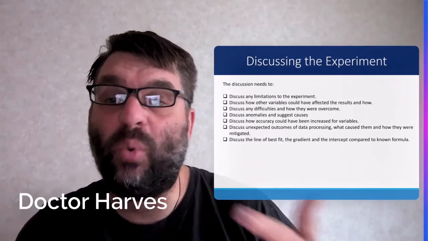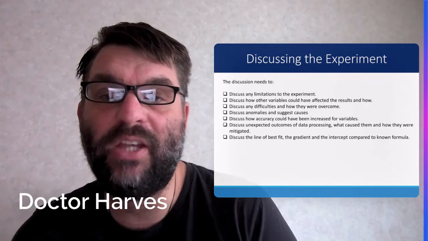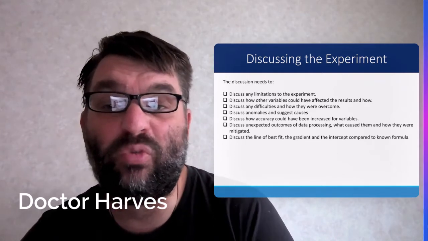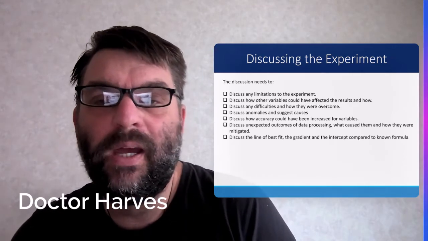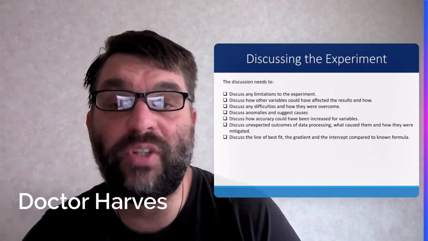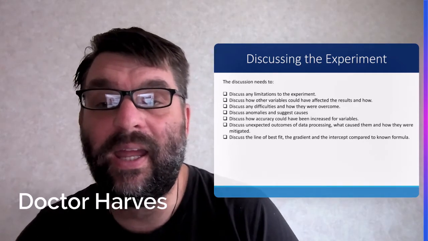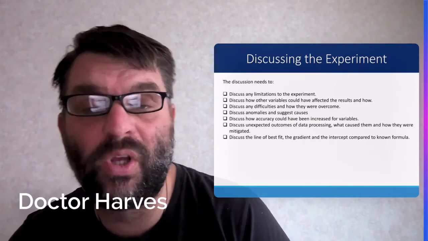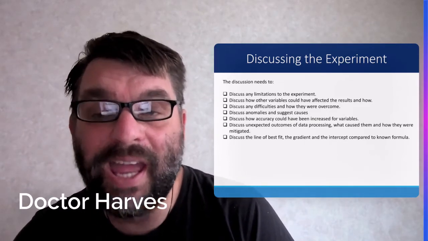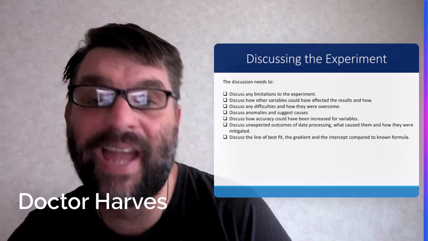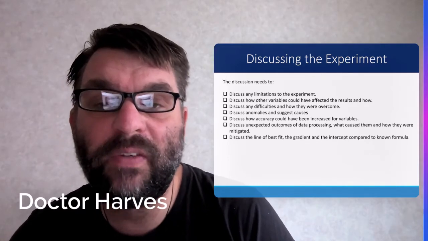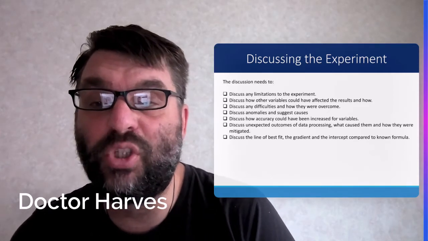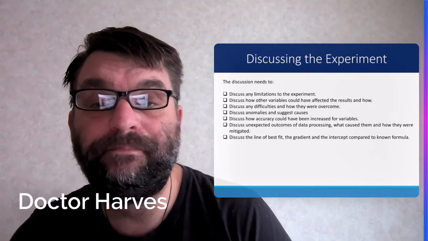Okay, but most of the work actually goes into discussing the experiment. So your discussion needs to have any limitations that you experienced in the experiment from your equipment potentially or your method. Discuss how other variables could have affected the results. That's your control experiments and control variables, and how your control variables could potentially affect the results. Discuss any difficulties that you had during the experiment and how you overcame these potential difficulties. Discuss any anomalies that you witnessed in your data and suggest possible causes for those anomalies.